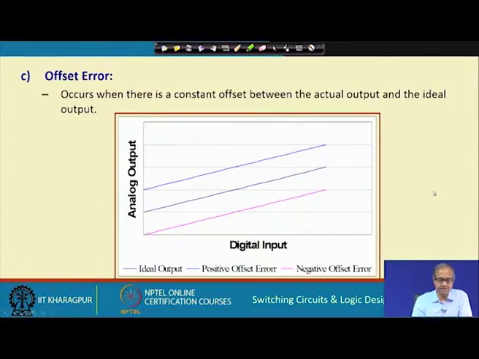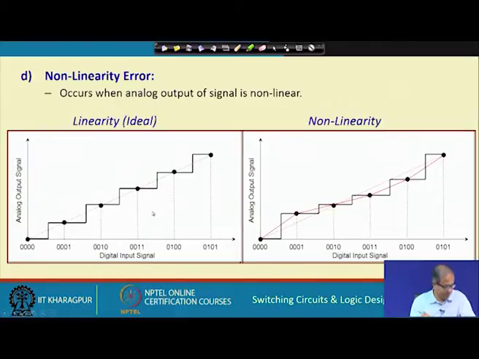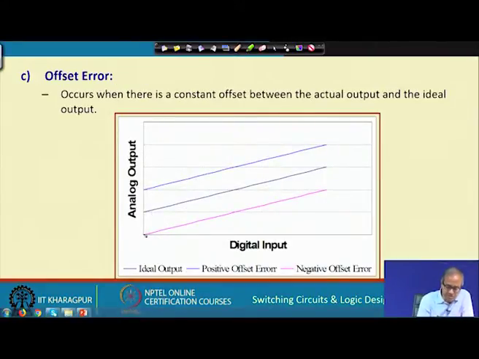The other kind of error is offset error. Here the slope is not changing, but there is a DC shift. Instead of starting from 0, maybe it is starting from 1 volt. So, there will be a DC shift all along the curve, and this separation is the same, that means the curves are still parallel. This is called offset error. There is a constant offset between the actual output and the ideal output. Suppose this middle one is the ideal output and this is the actual output you are getting, there is a constant offset.